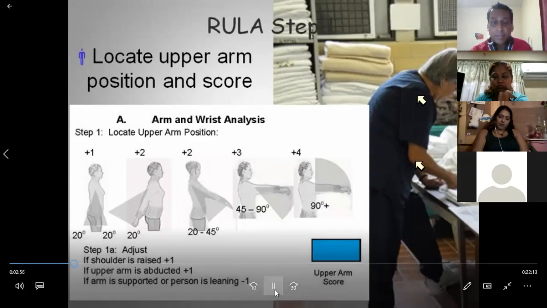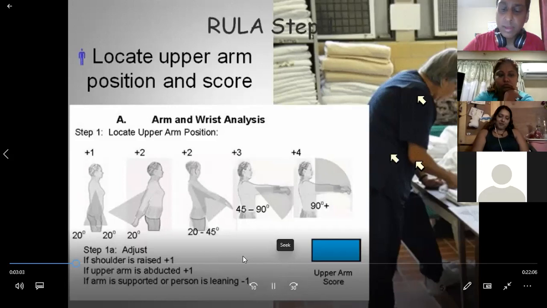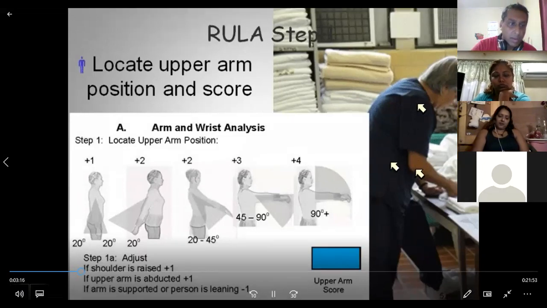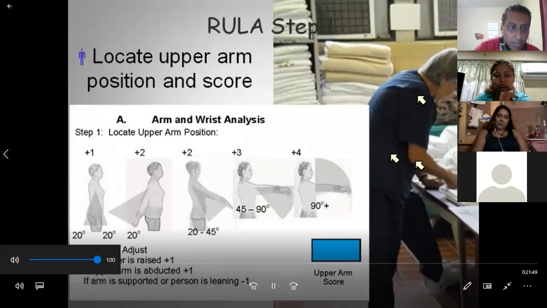20 degrees forward and back, we would score a +1. Greater than 20 degrees backward, we would score it a +2. Between 20 and 45 degrees forward, a +2. 45 to 90 degrees forward, a +3. And 90 degrees or greater forward, that would be a +4.